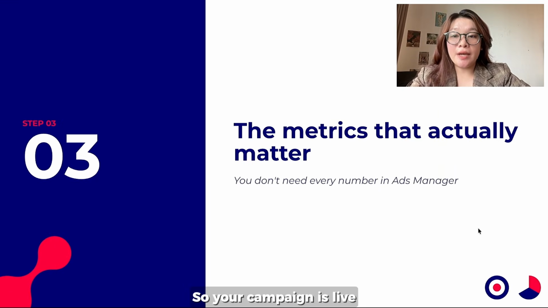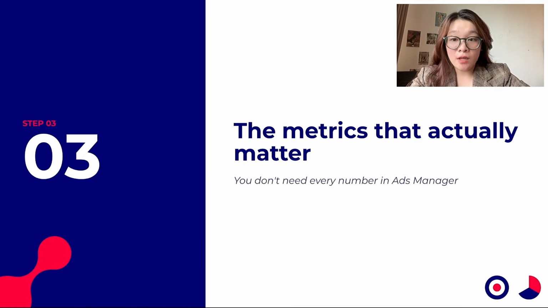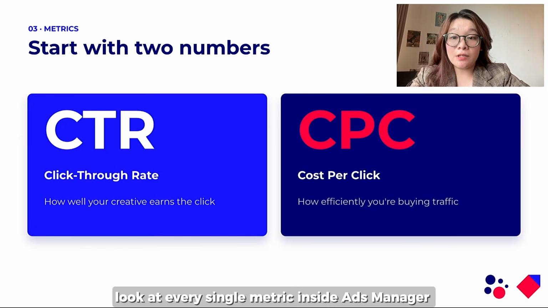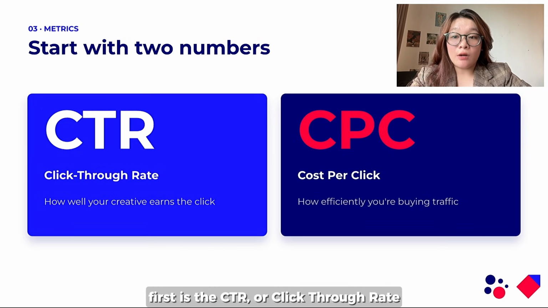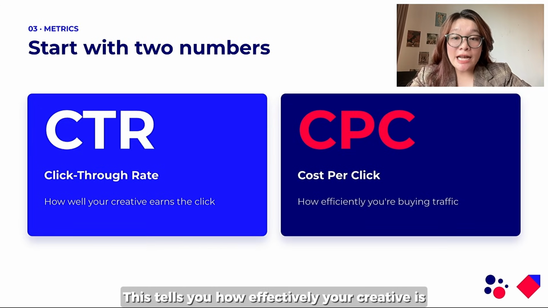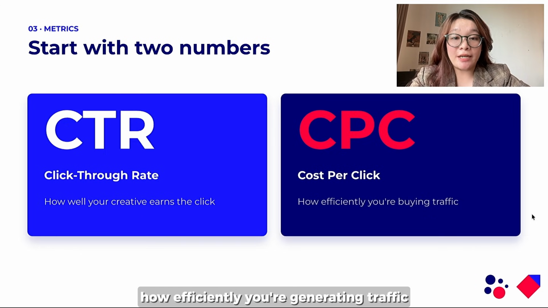So your campaign is live, but how do you know whether it's actually performing? You don't need to look at every single metric inside Ads Manager. Start with a few important ones. First is the CTR, or click-through rate. This tells you how effectively your creative is encouraging people to click. Next is CPC, or cost per click, which helps you understand how effectively you're generating traffic.